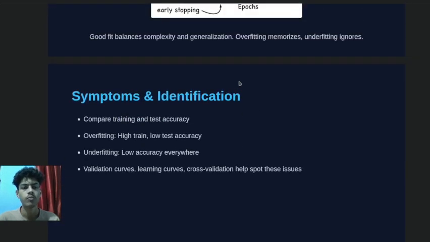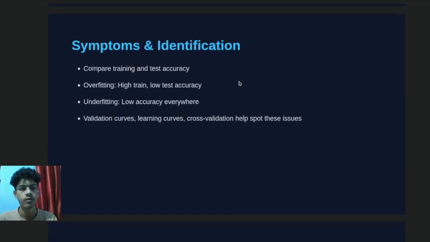Now symptoms and identification, where we compare training and test accuracy. Overfitting: high train and low test accuracy. Underfitting: low accuracy everywhere. And validation curves, learning curves, and cross validation help spot these issues.